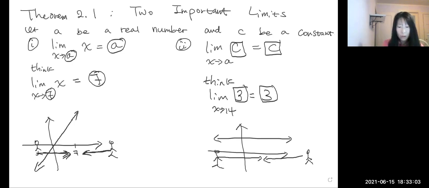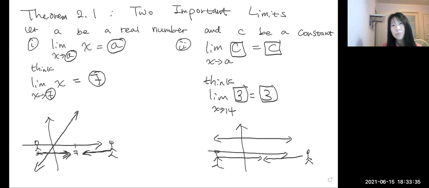The first one, the function is x. That means the identity function. When x approaches a number, the limit is the number, okay? The second one, if we have a constant function, then no matter what number x approaches, we get the constant. Is it clear?